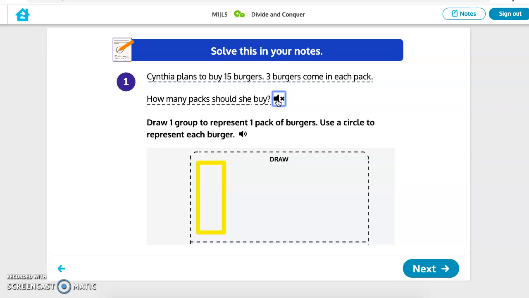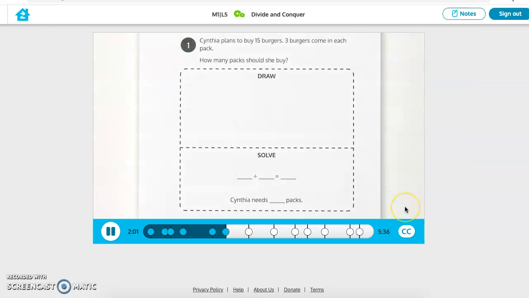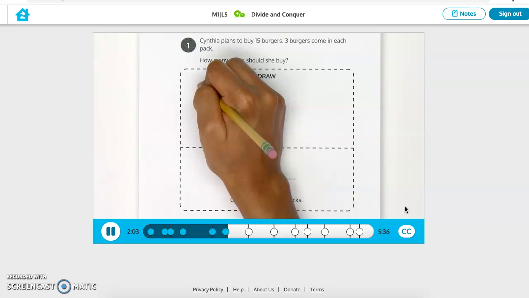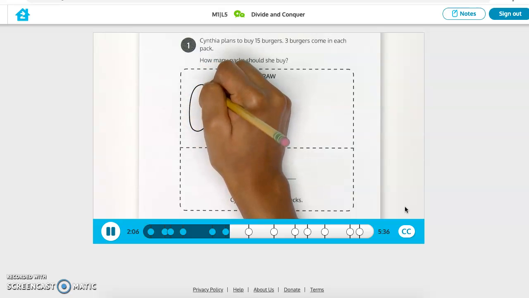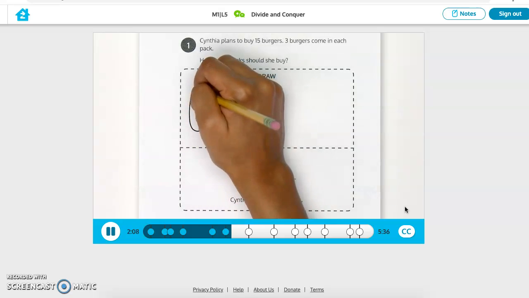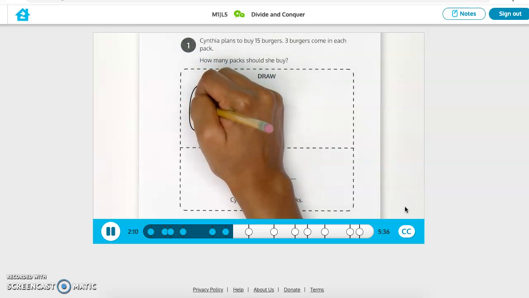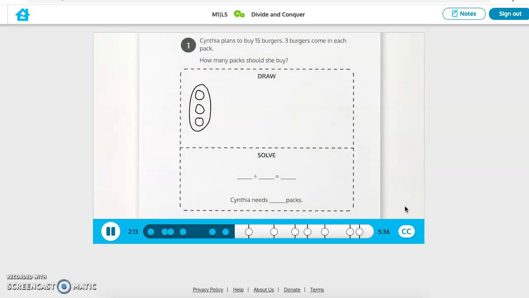Solve this in your notes. Cynthia plans to buy 15 burgers. 3 burgers come in each pack. How many packs should she buy? Draw one group to represent one pack of burgers. I'll draw one group like this, with 3 circles in it, because we know that each pack has 3 burgers.